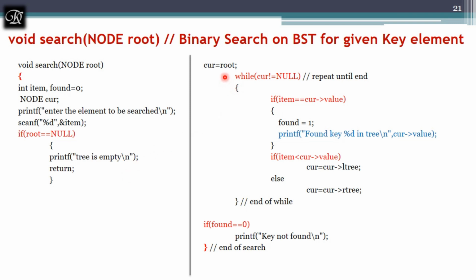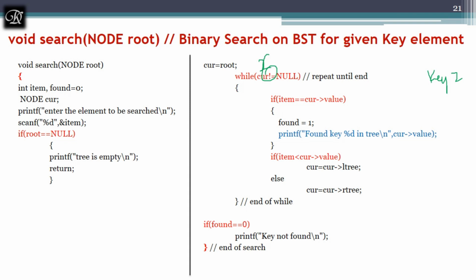Otherwise, yes, there is a tree. We'll take up the value 2. I am taking a value 2. Now 2 is the value I have taken, so key value is 2, and current is 6. Current is 6 because it's pointing to root. Now I'll get inside the loop until current is equal to null. 6 is not equal to null.